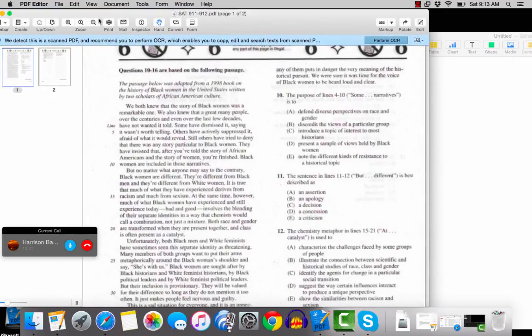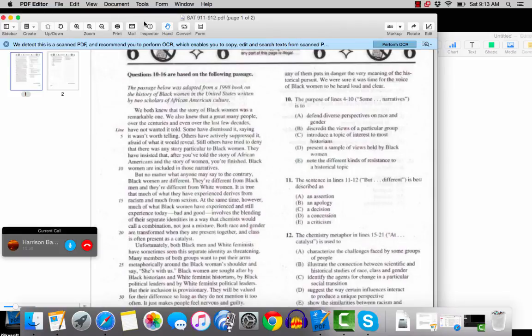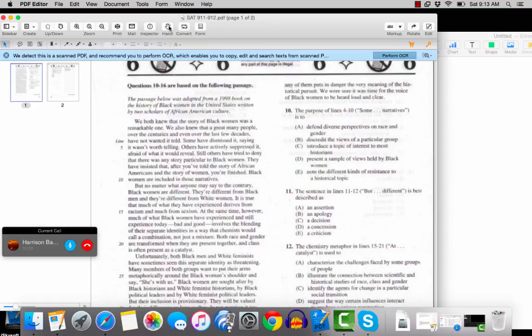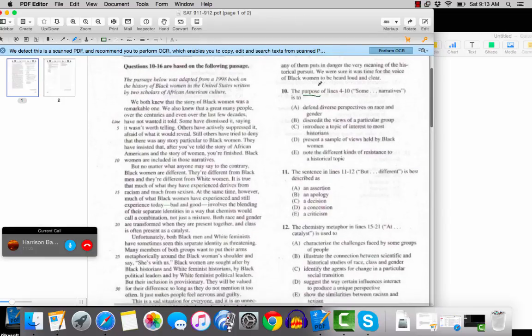We could change this sentence into a question: is the purpose of lines 3 to 4 defending diverse perspectives on race and gender? But it's even simpler than that. What's the main word in the question if we had to define it? Purpose. So we're just going to underline the word purpose, like a squiggly line, because we're just looking for the purpose. Then go to the next question.